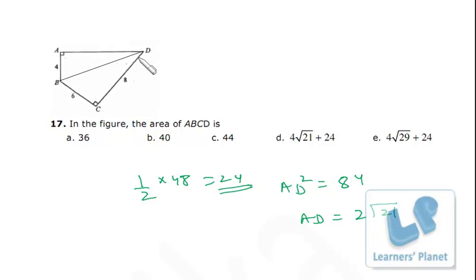So the area of triangle ABD is half into 4 into 2 root 21, that is base into altitude. So it is 4 root 21. So 24 we have already got, and now it is 4 root 21. So this is the correct answer.